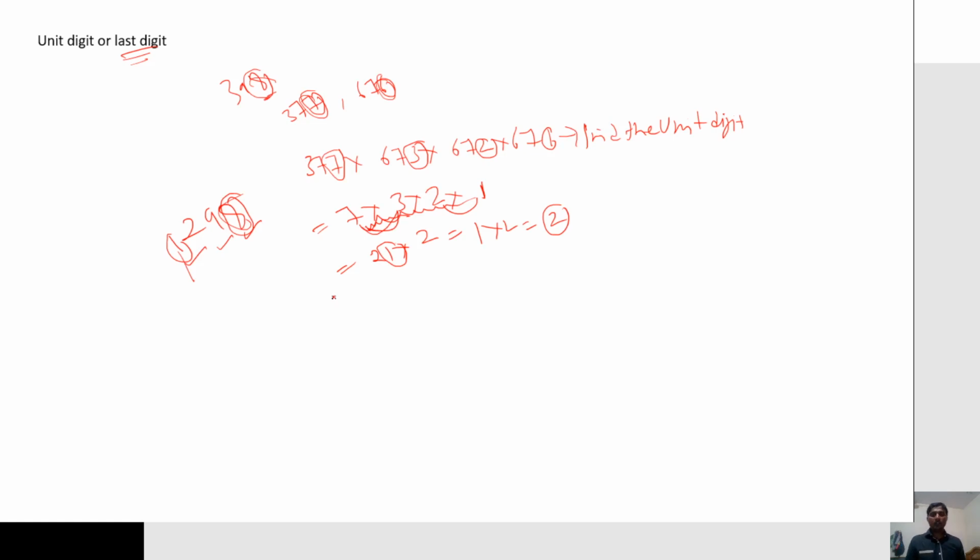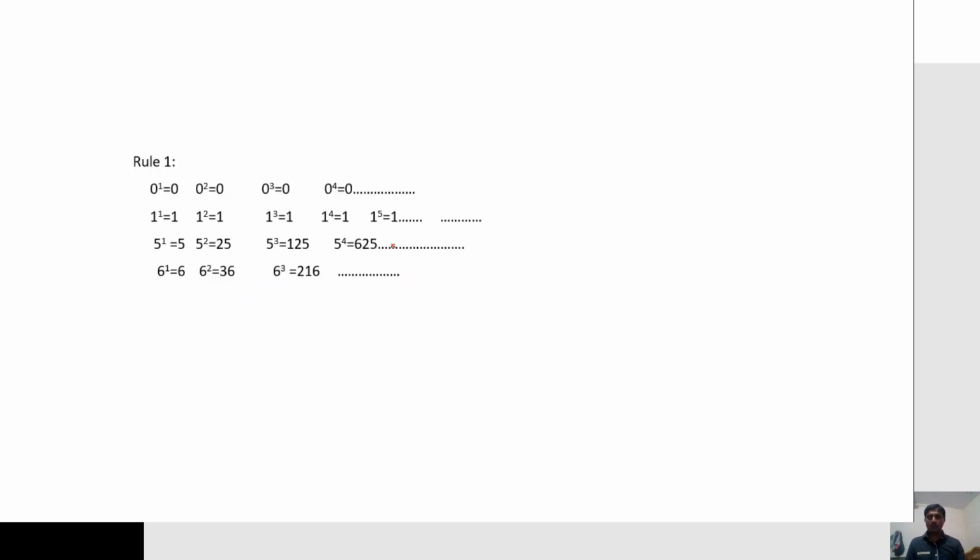Then you find the unit digit. If the unit place is 0, 1, 5 and 6. Okay. Rule number 1: if the unit place is 0, 1, 5 and 6, there is no change in the unit digit for any power.